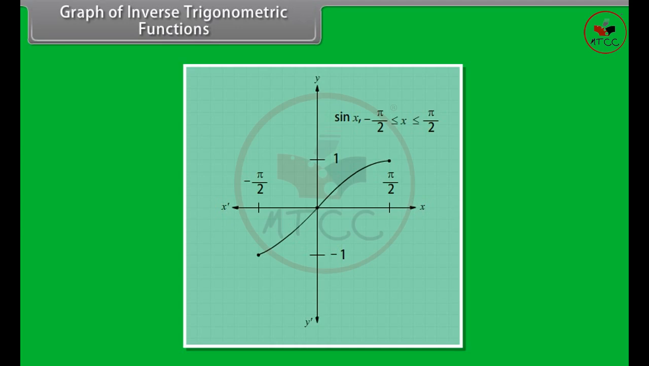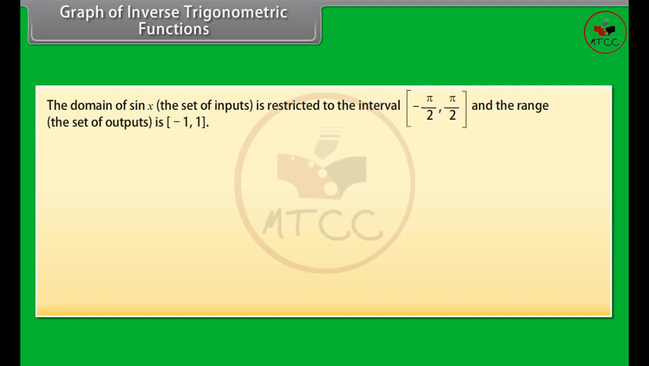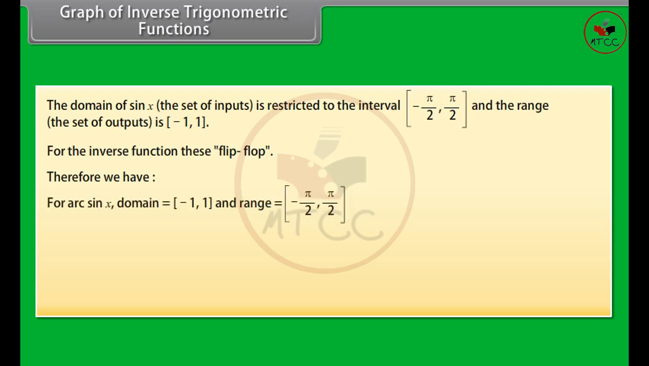Using this figure, the graph of arc sine x or sine inverse x can be easily obtained. The domain of sine x, that is, the set of inputs, is restricted to the interval minus pi by 2, pi by 2, and the range, that is, the set of outputs, is minus 1, 1. For the inverse functions, these flip-flop. Therefore, for arc sine x, the domain is minus 1, 1 and the range is minus pi by 2, pi by 2.